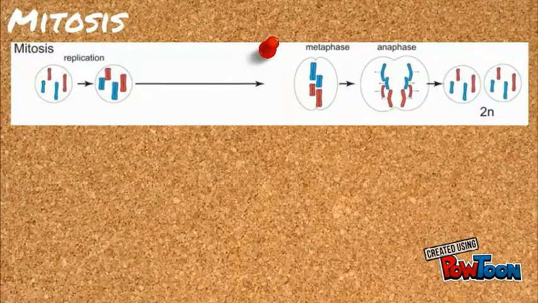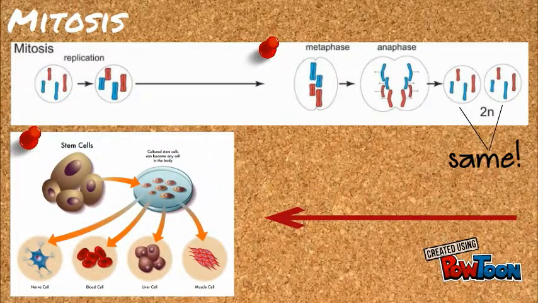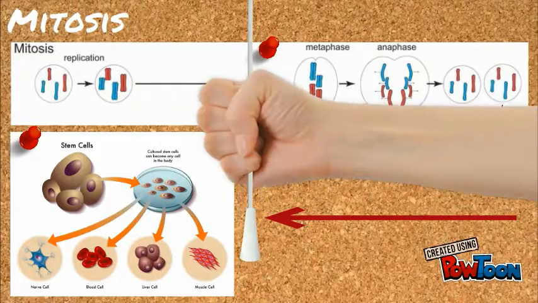After meiosis, mitosis is used to multiply and produce exact copies of these diploid cells. The diploid cells are stem cells, meaning they have the ability to become any cell in the body. Stem cells are used throughout an organism's entire life for growth and repair.